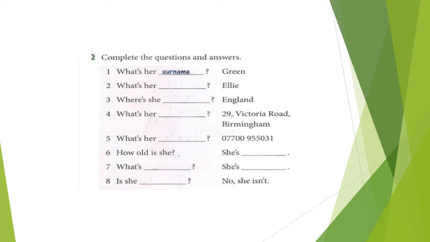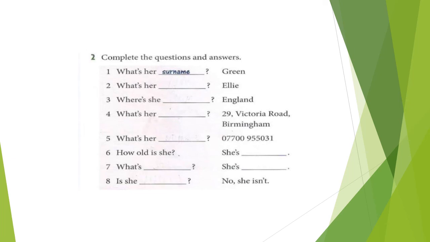3. Where's she blank? England. Where's she from? Where is she from? 4. What's her blank? 29 Victoria Road, Birmingham. What's her address? 5. What's her blank? It's easy. What's her phone number? 6. It's very easy. How old is she?